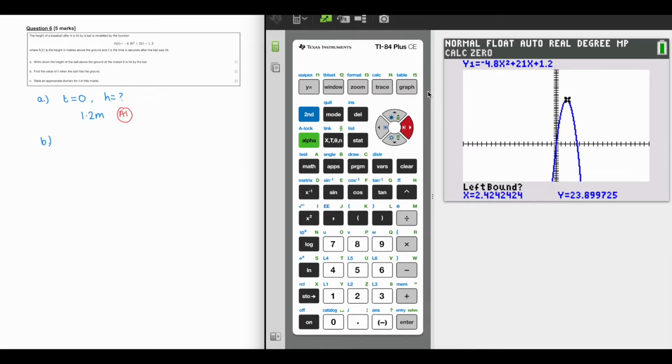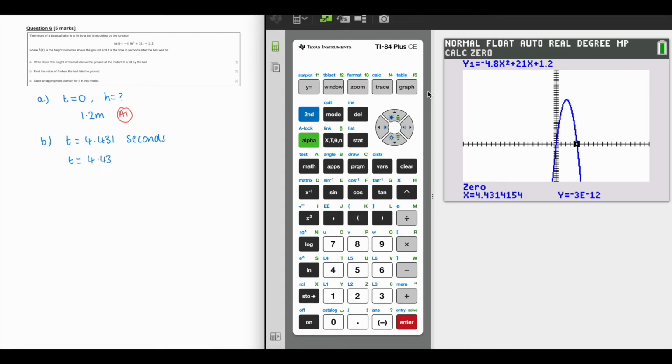So I can go a little bit closer. So that's the left bound. This is the right bound. So I'm just choosing one either side of the point where it crosses the axis. And it finds my value there. So it's when t is equal to 4.431 seconds. Or to three significant figures, it would be 4.43.